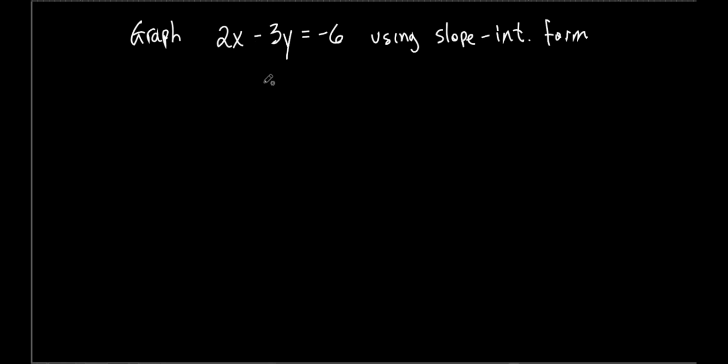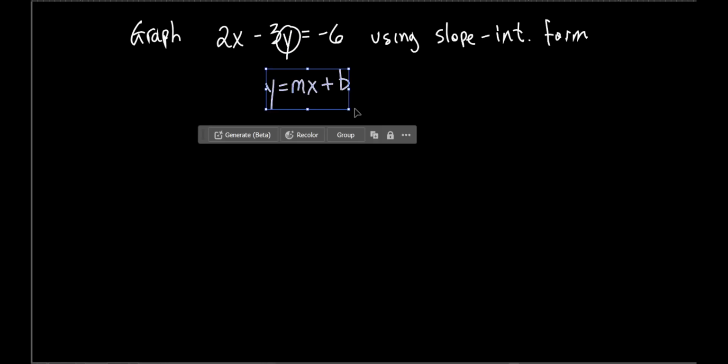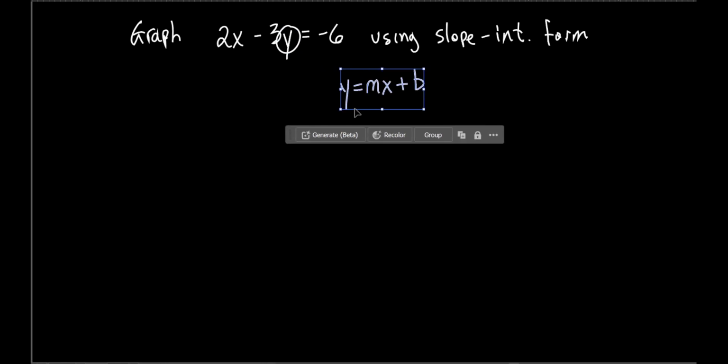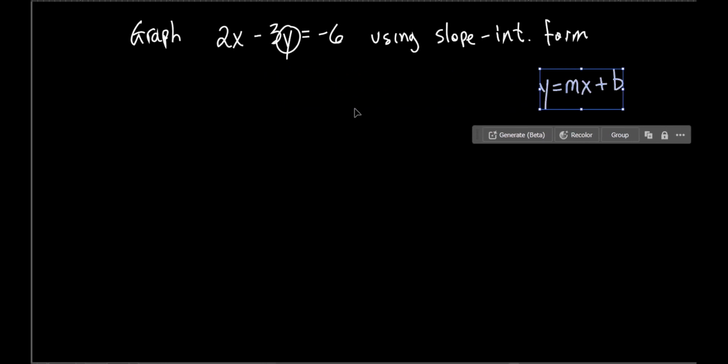Problem is, this does not look like this. Not yet, anyway. Does that look like that? Does this have y sitting here by itself? No, it doesn't. So guess what we're going to do? We're going to get y by itself. Very good. Let's get rid of this, let's just push it off to the side. We'll come back to that in a second.